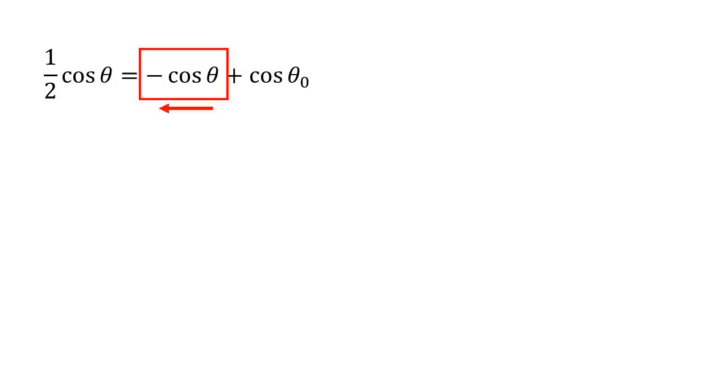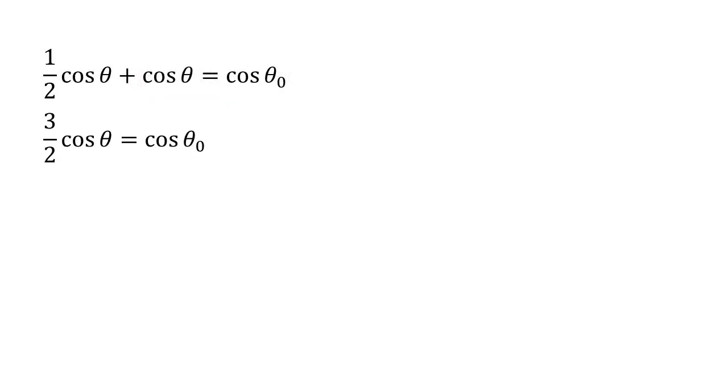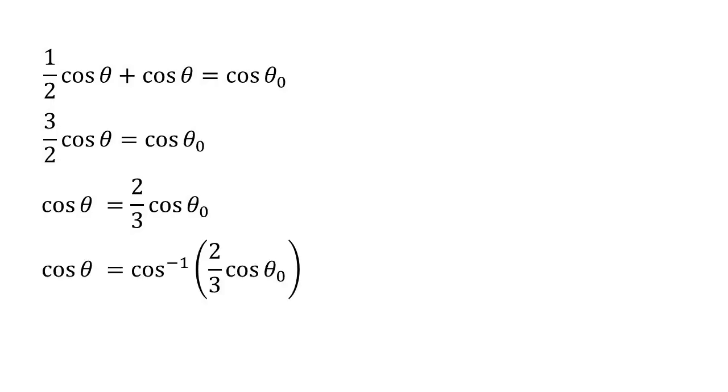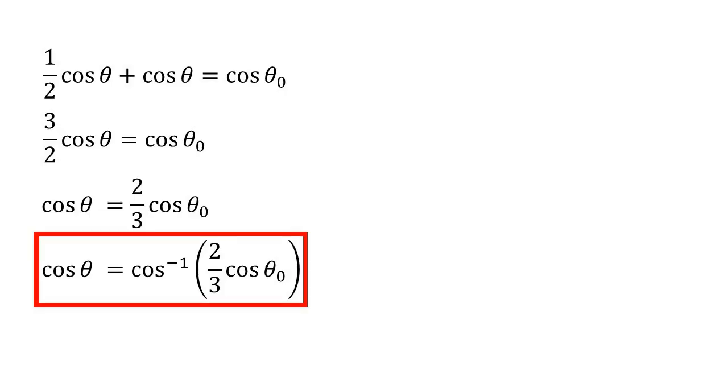Finally, moving this term to the other side gives 3/2 cosine theta equals cosine theta naught, or cosine theta equals 2/3 cosine theta naught. So the final answer is theta equals inverse cosine of 2/3 cosine theta naught. This is a remarkable result, as it only depends on the initial angle. It does not depend on the length of the ladder, or its mass, or the gravitational acceleration.